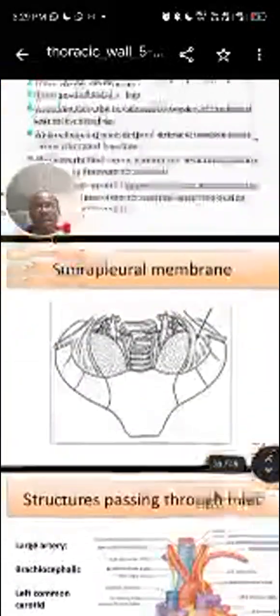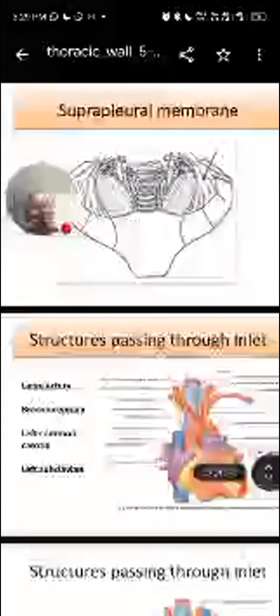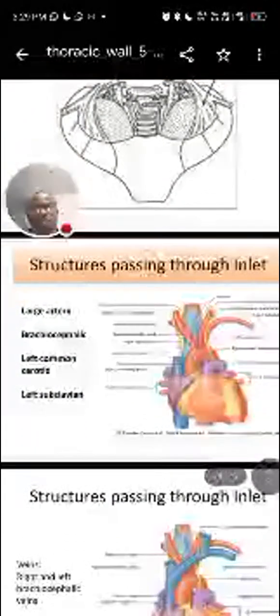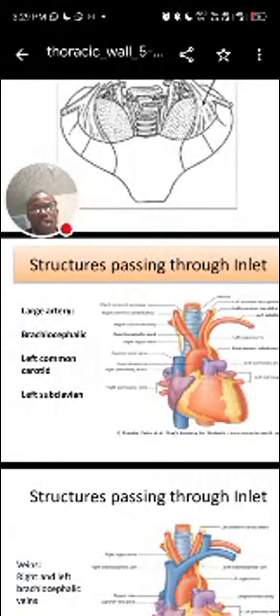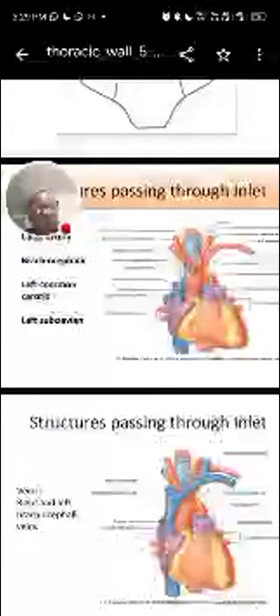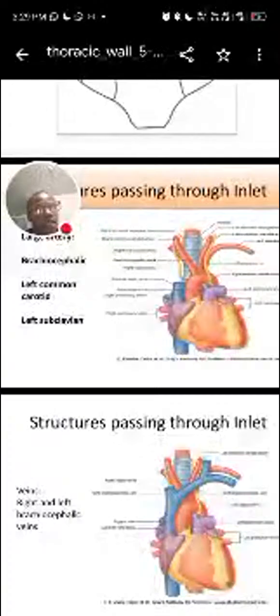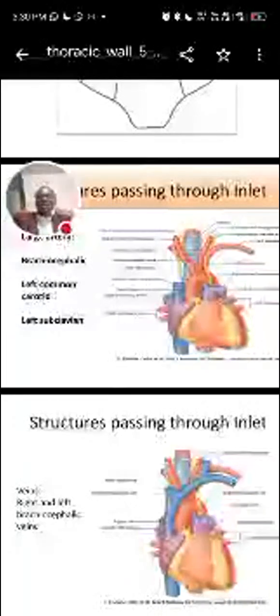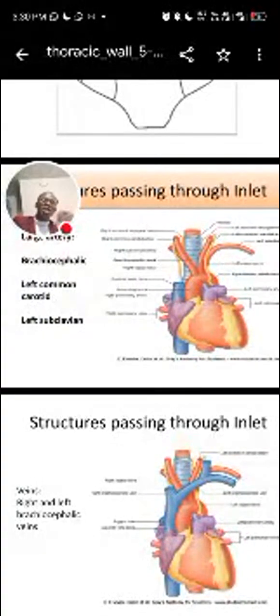So we have, looking at the structures passing through it, the first structure is the artery. You can see large arteries like the brachiocephalic artery, left common carotid artery, left subclavian artery. Now, you really appreciate this if you do the mediastinum or great vessels of the heart. We've done that before, we'll do it again because we studied that offline and did not record it. So we're going to do it online so that people can learn that.